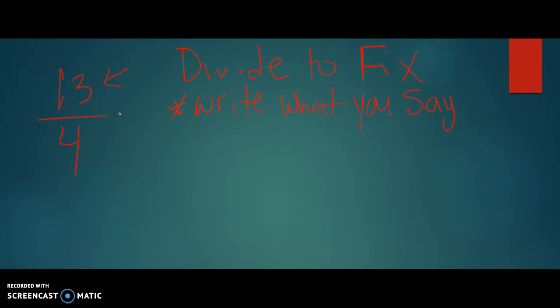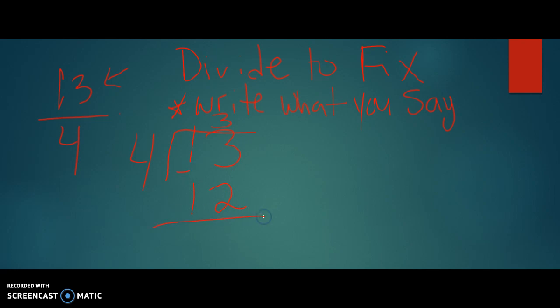So we're going to write what we say. So we start from the top. 13 divided by 4. Okay, what can you multiply 4 by to get close to 13? The closest we can get is 12 by multiplying by 3. So 4 times 3 is 12.